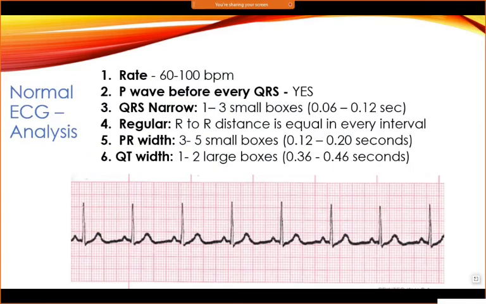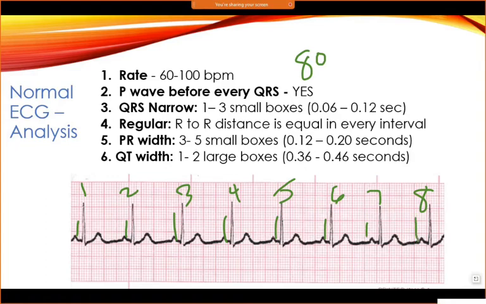For normal EKG analysis, there's 6 things to look at, and I'm going to do these 6 things on all of our strips. First, count the rate. So on this one, let's count the rate. We've got 1, 2, 3, 4, 5, 6, 7, 8. So our rate is 80. Is there a P wave before every QRS? There's one, there's one, there's one. Yes, there is. That's normal.